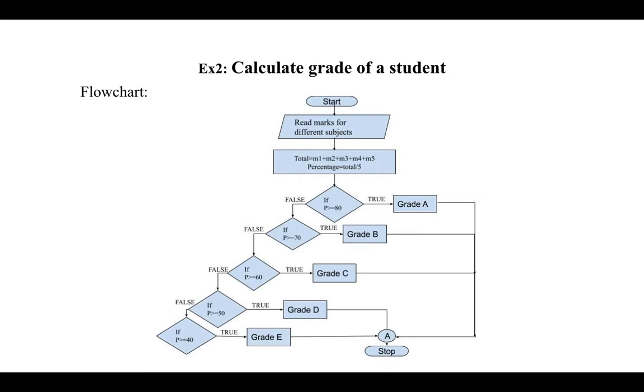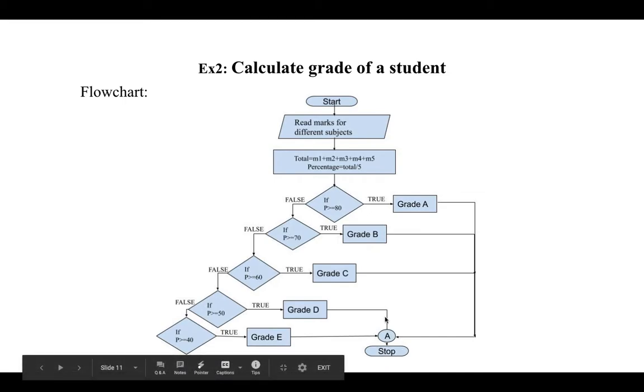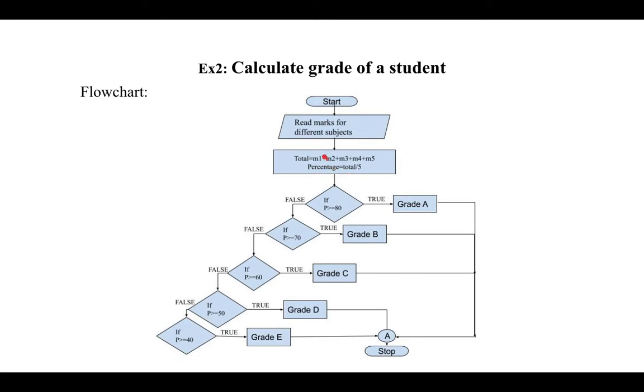Based on that algorithm, we are designing the flowchart. In the previous class, in exercise 1, I explained in detail the flowchart symbols for different statements. The start and stop statements are represented by oval symbols. Then IO statements, input and output, are represented using parallelogram symbols. Then the processing steps, to calculate the total and then find the percentage, use rectangle symbols.